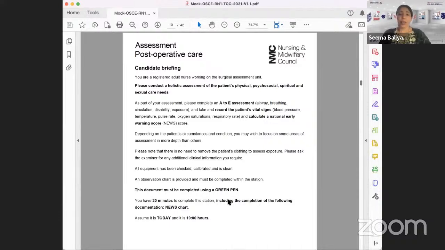Now, it also says that depending upon the patient's circumstances and conditions, you may wish to focus on some areas of assessment in more depth than others. Like sometimes if the patient is having anxiety related to this post-operative care, like over here, we can see the patient is very, very anxious. So you might need to explore a little bit more about the anxiety, why they are anxious, what makes it worse, whether you need to do something about that anxiety, whether maybe the patient is anxious because they have little children at home. So whether you need to do something about it. So you might have to ask a little bit more in depth.